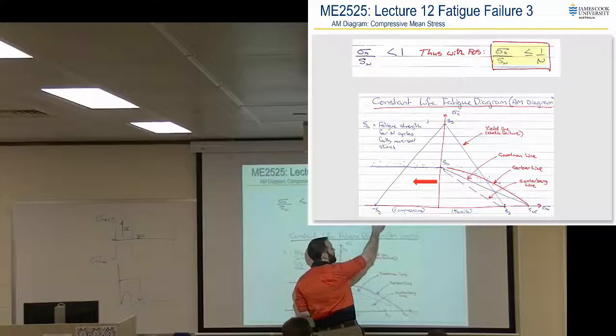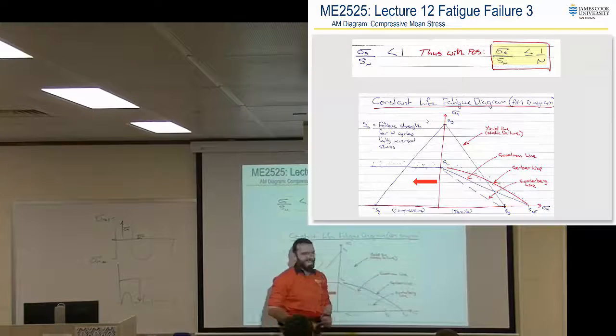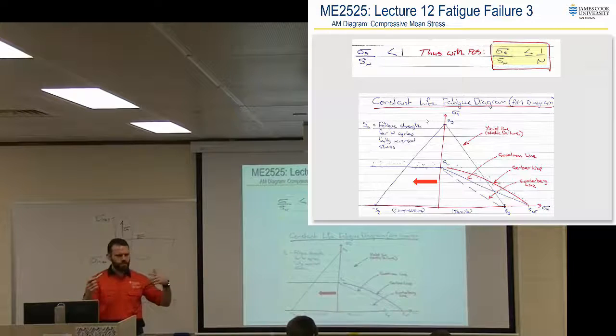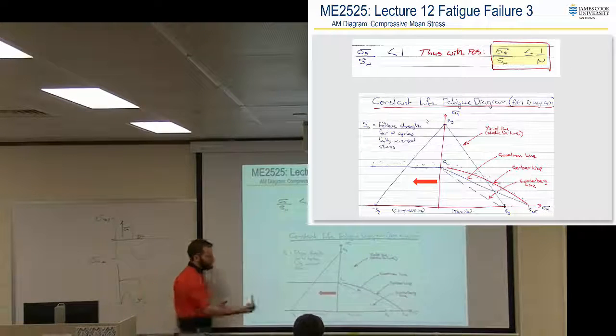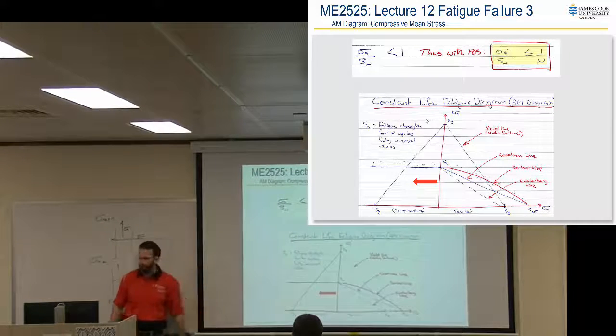Sigma A divided by SN has to be less than or equal to 1 on n, which is just the inverse of the equation that you've used so far, except we're using sigma A, the alternator. Okay, so when you have compressive mean, the actual mean stress stops having any effect and it's just the alternating stress that's an issue. Okay, is everyone good with that? So when you come up with a problem, make sure that your mean is positive if you're going to be using, say, the Goodman line that I'll talk about in a second, because if it's in the negative mean, it's a trick question and you've got to just make sure you're inside that line.